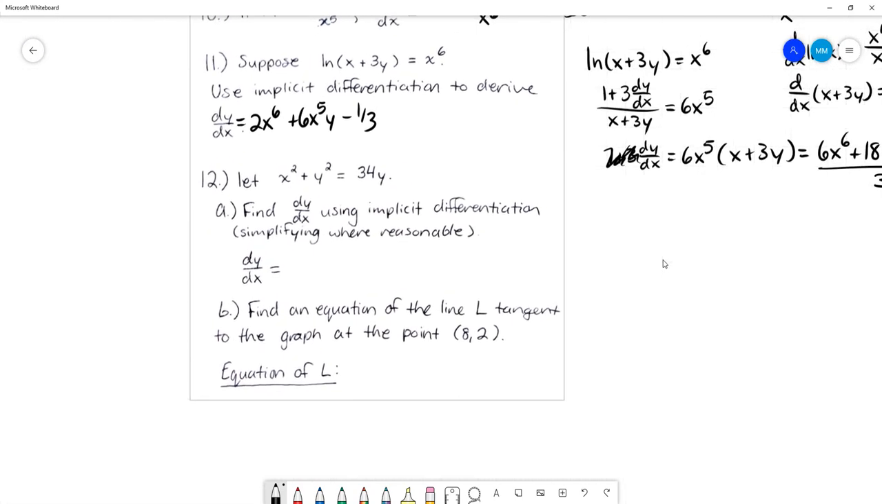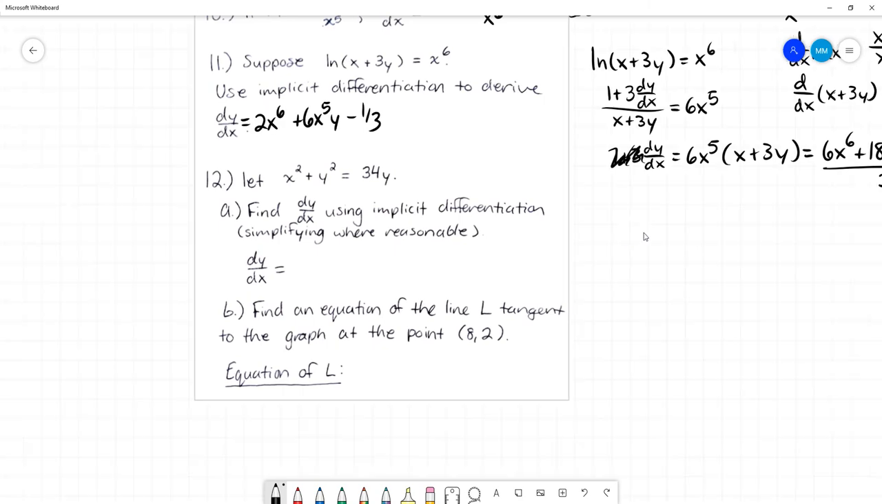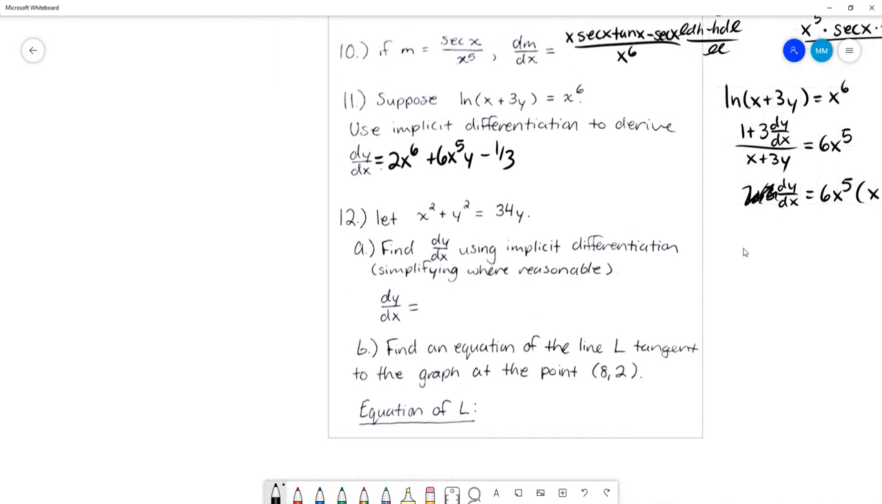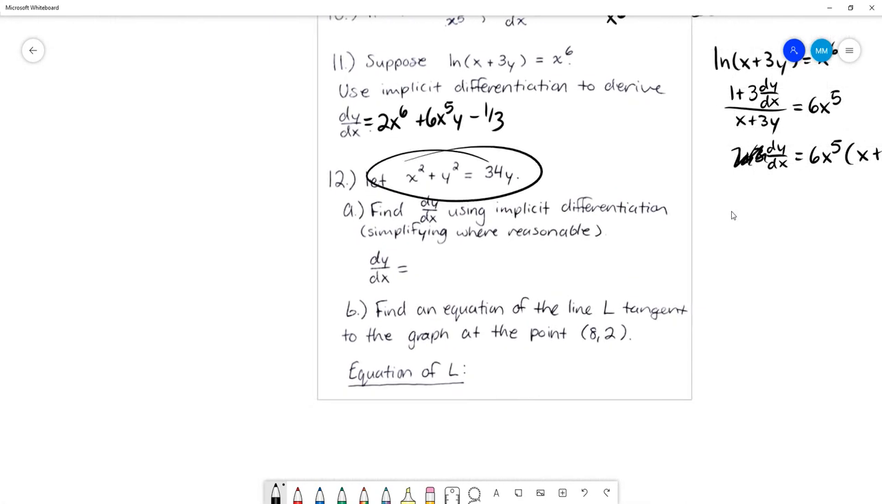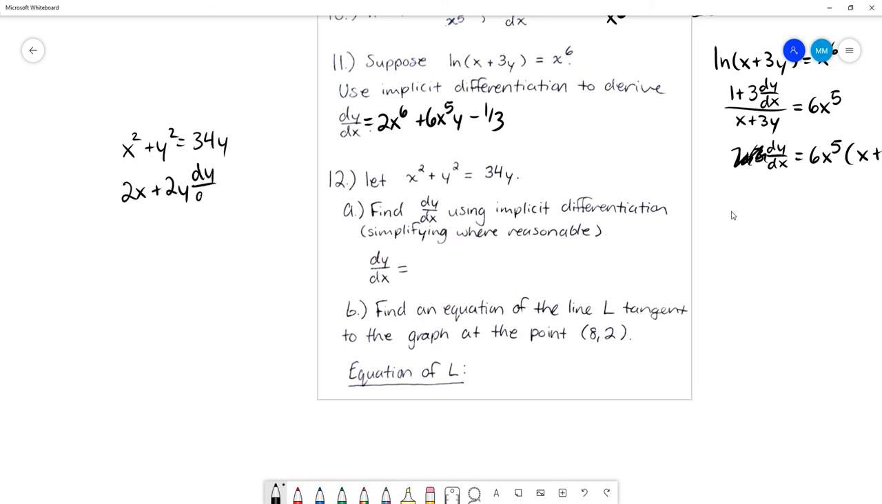Number 12 is similar, but not as difficult actually, because there's not that natural log. So we first want to use implicit differentiation and find dy/dx. So if x squared plus y squared equals 34y, I'm going to take the derivative with respect to x. So it's going to be 2x plus 2y dy/dx equals 34 dy/dx.